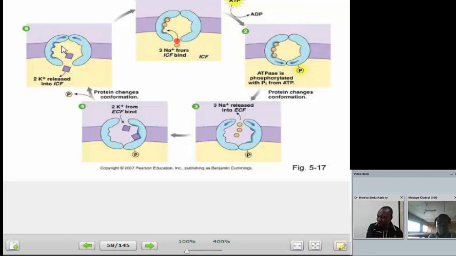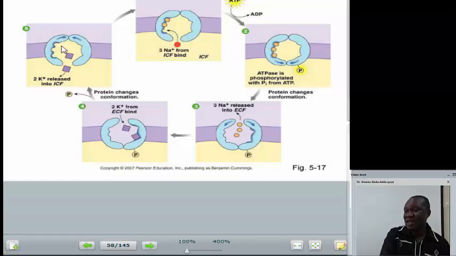In the original form, the particle has a greater affinity for sodium ions. So it's sodium loving. Sodium then binds to the particle. And this undergoes a conformational change. In this conformation, the particle, which is a transmembrane protein, loves sodium. So 3 sodium ions will bind to it.